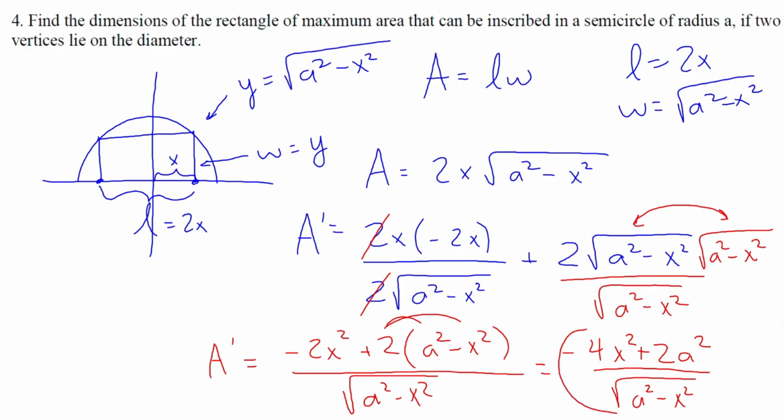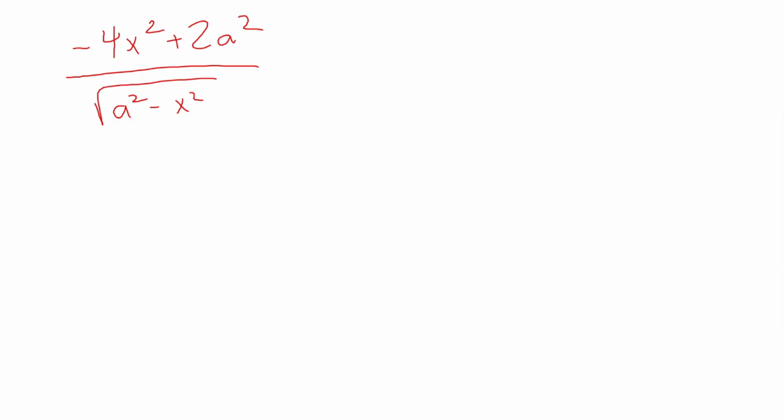So our first derivative, once we simplified it all down, was, I believe, let's make sure we got this. It was negative 4x squared plus 2a squared over root a squared minus x squared, right? So we had negative 4x squared plus 2a squared over root a squared minus x squared. So if we're going to take the derivative of that, that was A prime. So A double prime, we'll have to use the quotient rule.